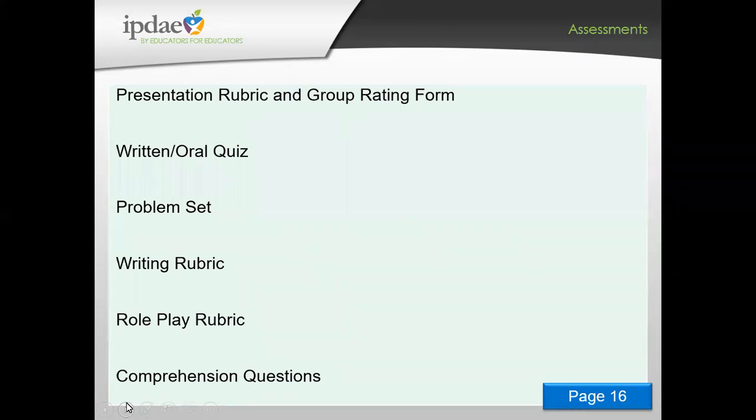It can be a quiz. It can be a problem set, problems students have to solve. It can be a writing rubric. It can be a role play rubric. It can be as simple as comprehension questions. They're reading, they have to go back and find text evidence to answer the question.